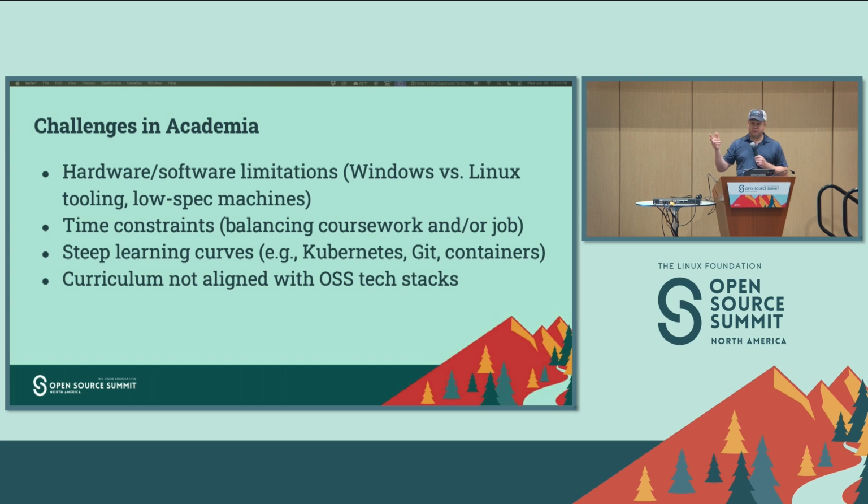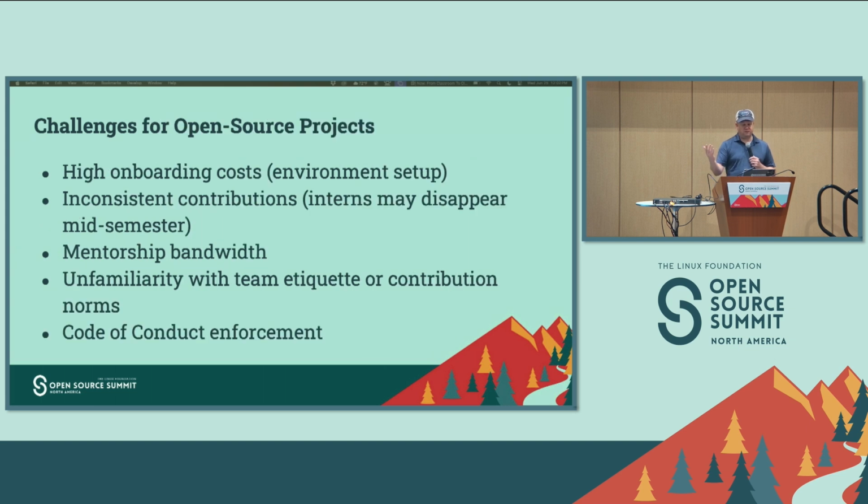But there are some challenges, right? So hardware and software limitations. This is specifically true with students that are in 4-year institutions, 2-year institutions. They don't have access to GPUs. They don't have 12 core systems. They don't have a lot of 32 gig of memory. So there's ways to get around that. But time constraints, balancing your coursework with your jobs or how you're paying for school. Steep learning curves. Kubernetes is not easy to learn. Git, much less. And the curriculum that they're starting off with puts them at kind of a disadvantage because they don't really have a full understanding of what's available to them or how to use it.